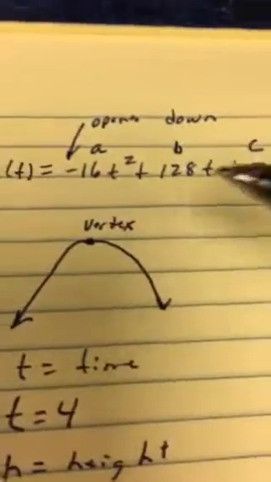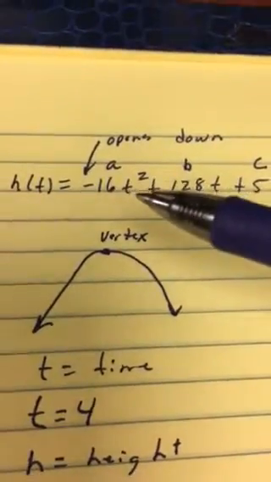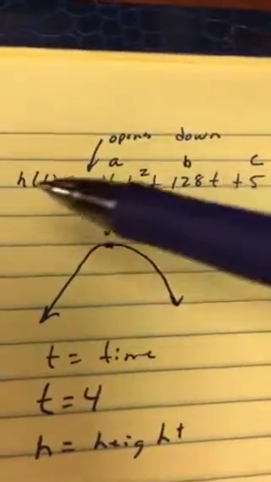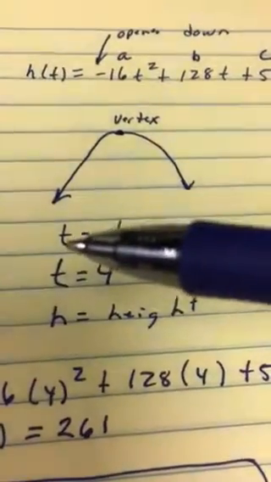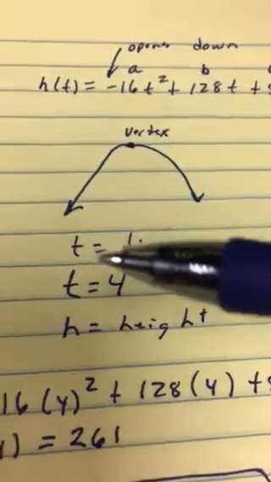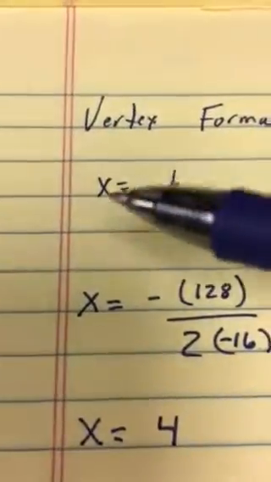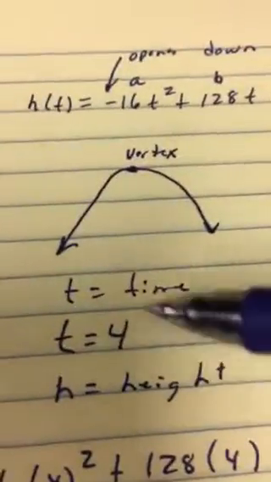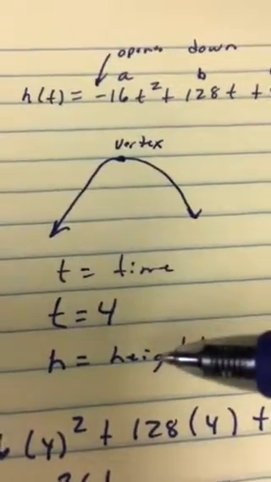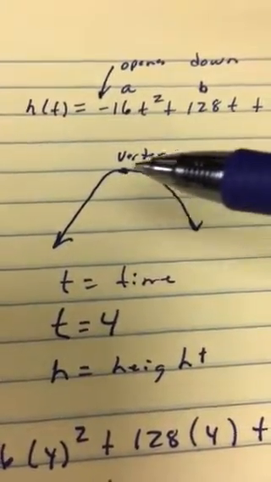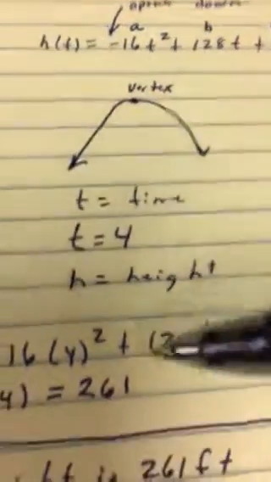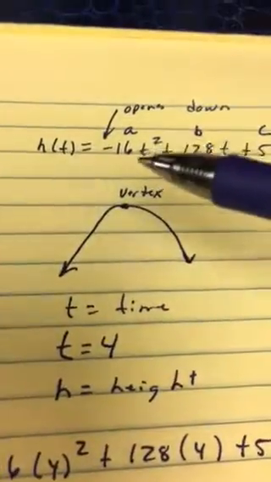But notice in this formula, t represents my time, and my h is my height. So in this particular problem, my time, my t, is going to be really what I had as my x here. So my time is 4. Now if I want to find the height, notice in 4 seconds this thing reached the maximum height. If we want to know the height of that, we can take the value that we came up with for t and plug it into our function.